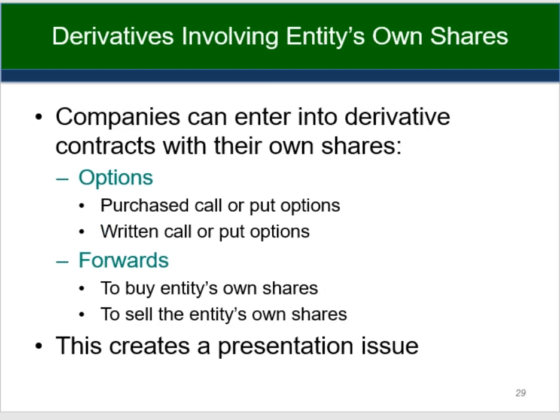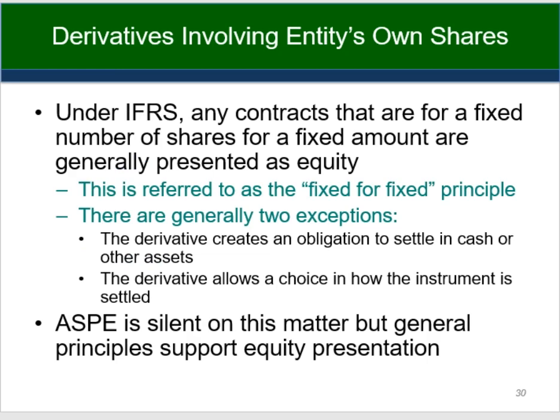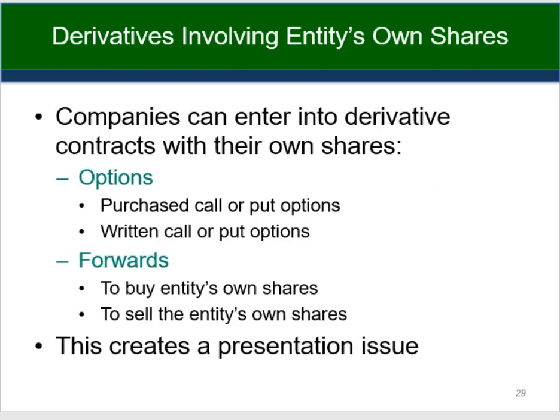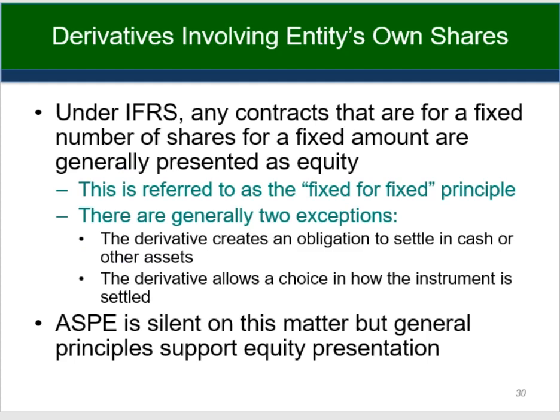Now, we can actually enter into derivatives with our own shares if we have a corporation. So we could either purchase options or write them for our own shares. We can also enter into forward contracts to buy our own shares or sell our own shares. And of course, that creates a bit of a presentation issue because we're creating an obligation in our own equity. And of course, that's one of the things that got Enron in a lot of trouble, because they were trading in their own equity.